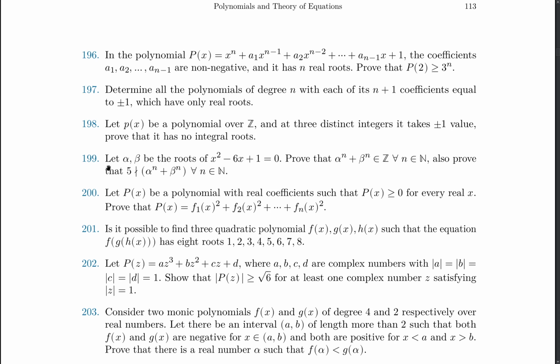Now we come to question 199. Let alpha, beta be the roots of x squared minus 6x plus 1 equal to 0. Prove that alpha to the power n plus beta to the power n is in the set of integers Z, where n is in the set of natural numbers. Prove that 5 does not divide alpha to the power n plus beta to the power n.